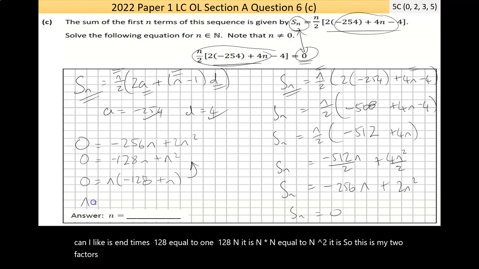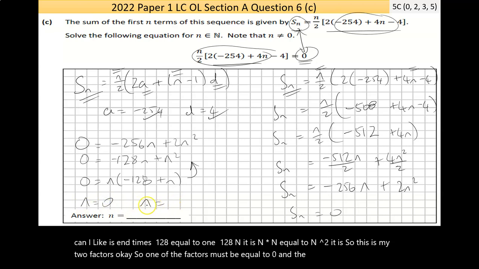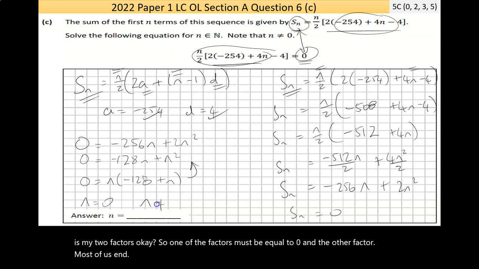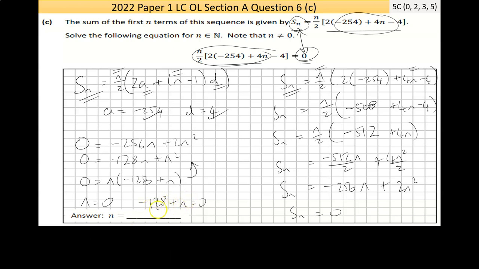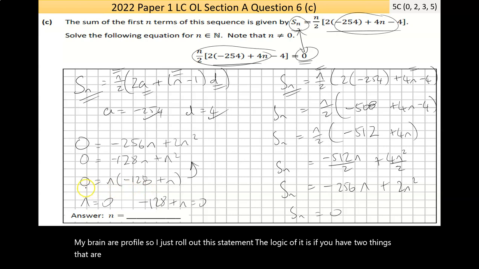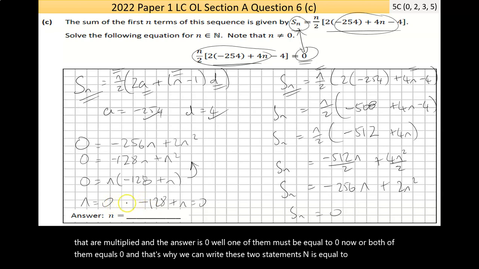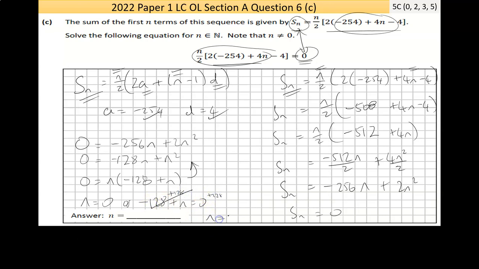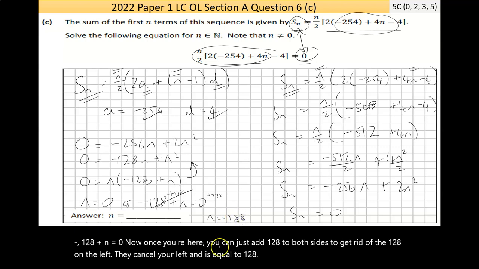So one of the factors must be equal to 0. I wrote it the wrong way around, got my brain in a kerfuffle, so I just wrote out that statement. The logic of it is, if you have two things that are multiplied and the answer is 0, one of them must be equal to 0, or both of them are, and that's why we can write these two statements. n is equal to 0, or negative 128 plus n equals 0. Once you're here, you can just add 128 to both sides to get rid of the 128 on the left. They cancel. You're left with n is equal to 128. Again, excuse my bad writing.